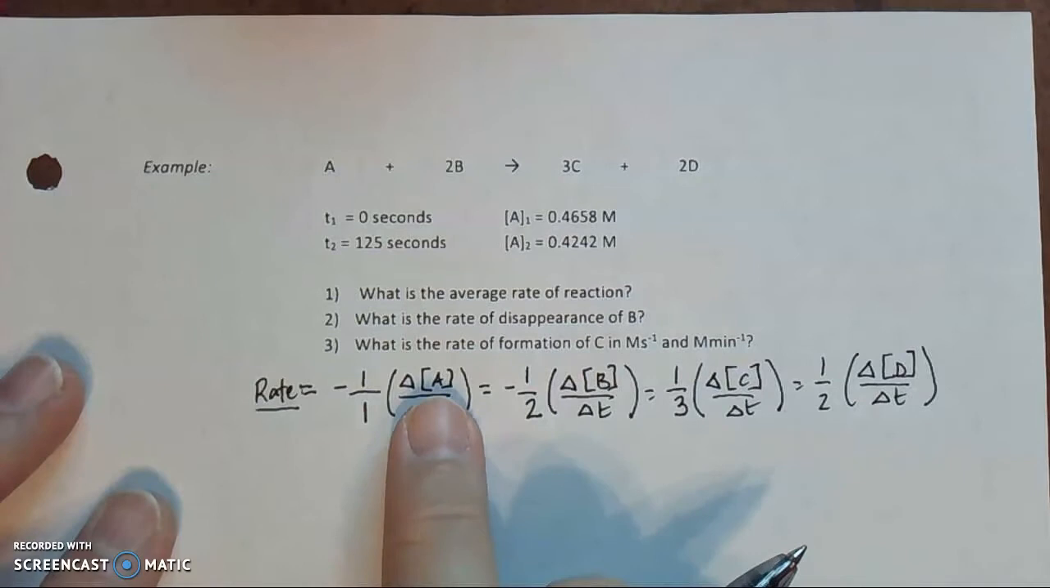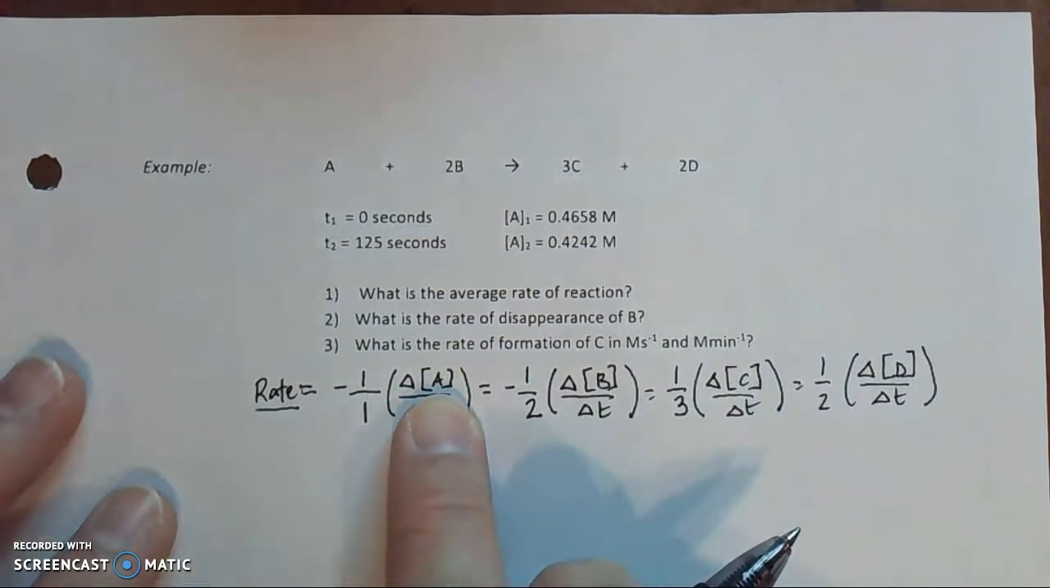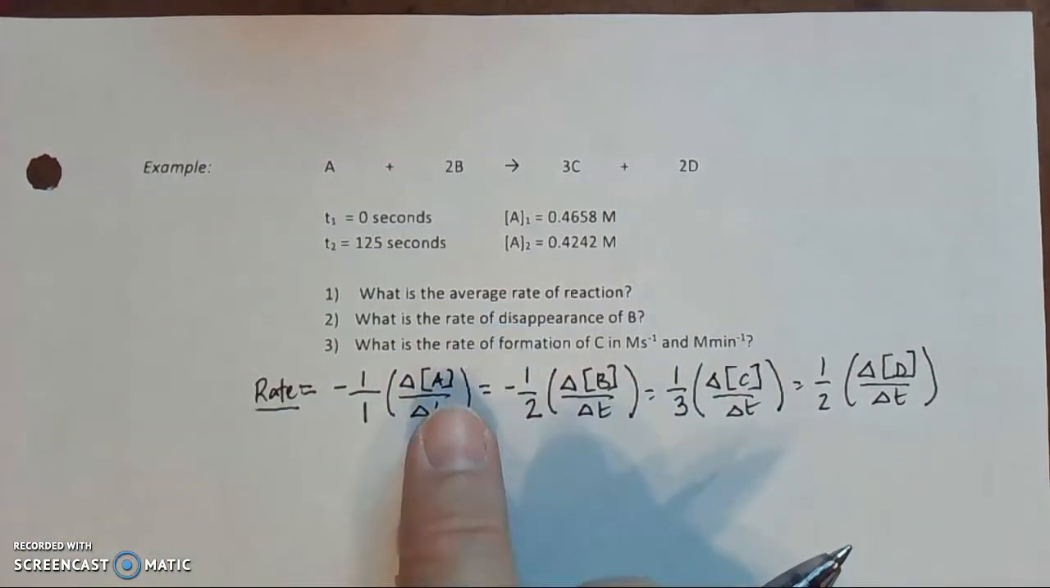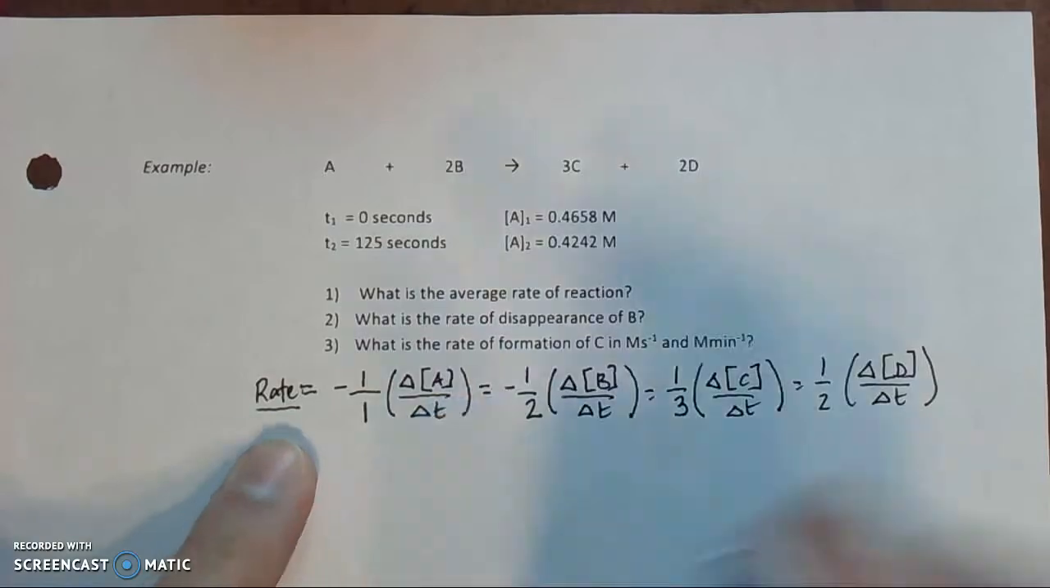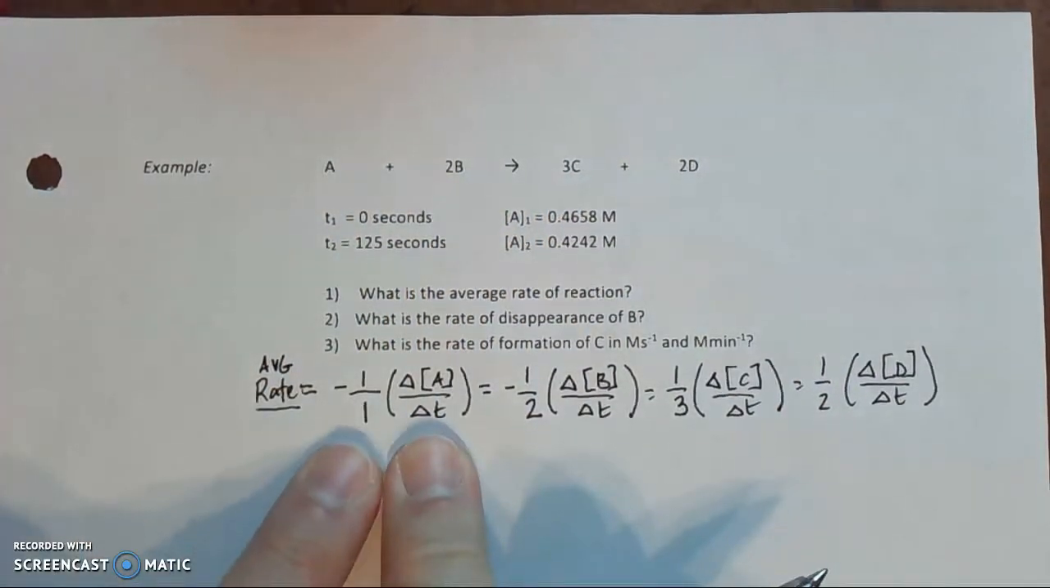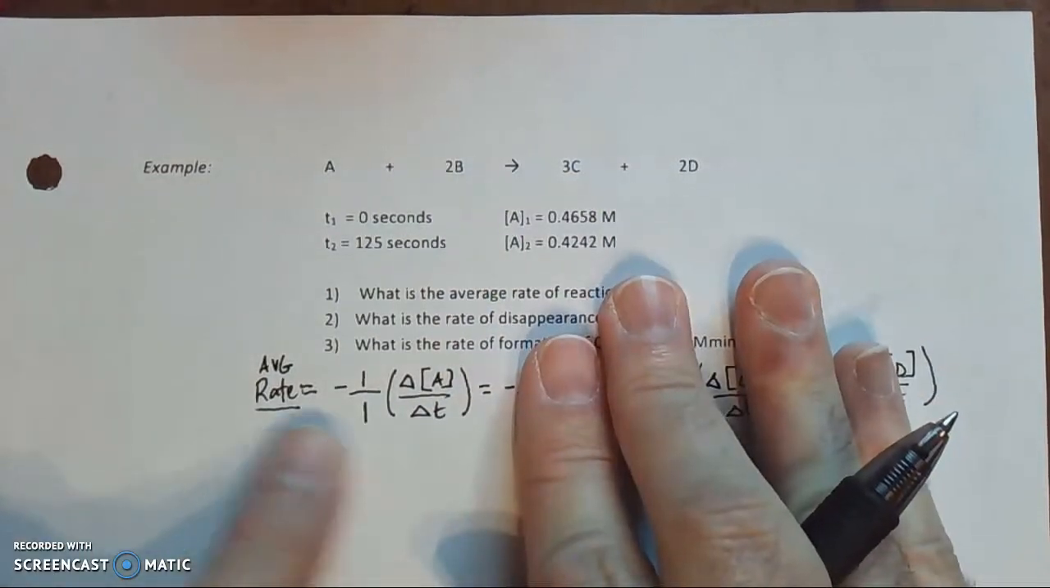So if I forgot to mention, brackets around something stands for molarity. So if we're given information on A, we can find the average rate. This is the average rate given this part of the reaction. So it's equal to this.